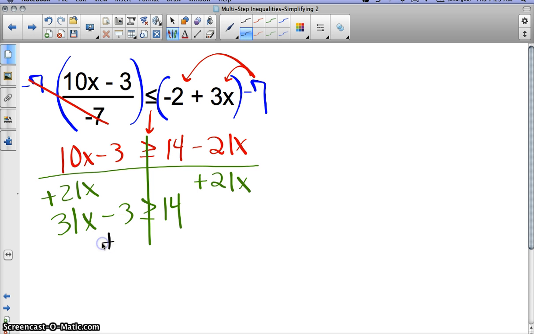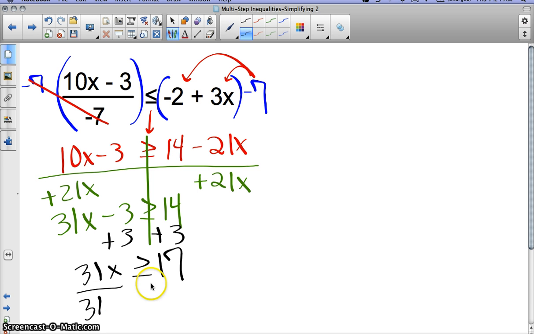Alright, so now we just add 3 to both sides. So we end up with 31x is greater than or equal to, oops, not 11, come on. Oh my gosh, what's going on? There we go. 17. And last but not least, divide both sides by 31. And so x is greater than or equal to 17 over 31.